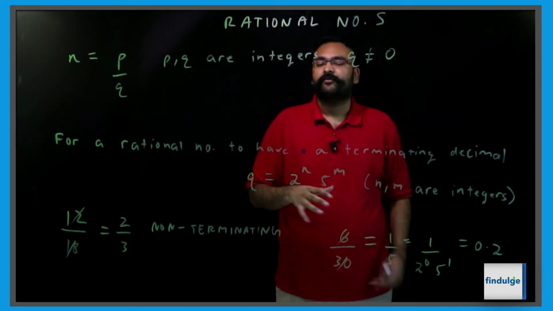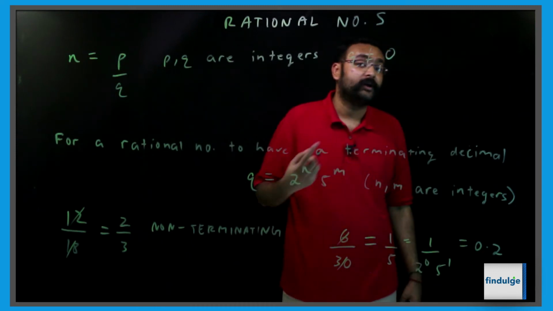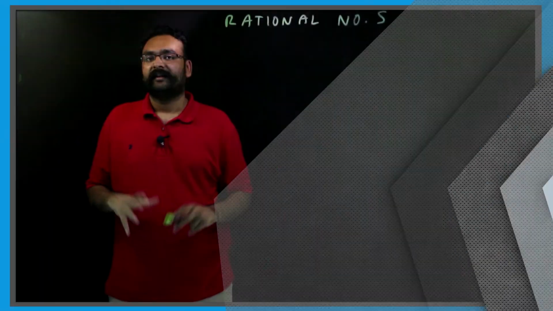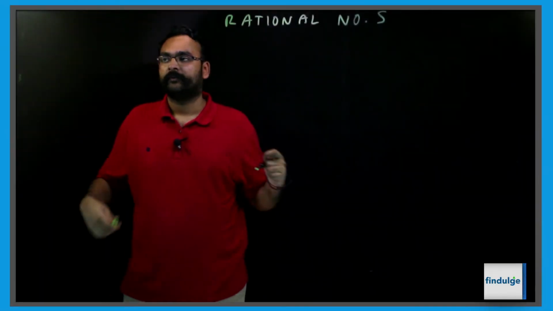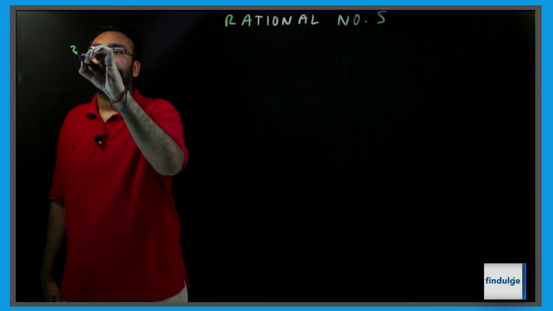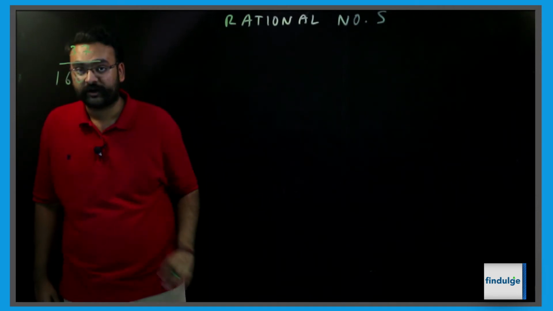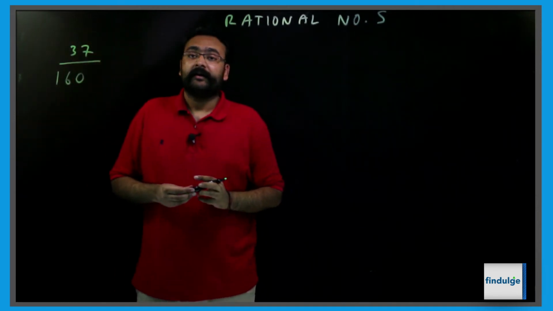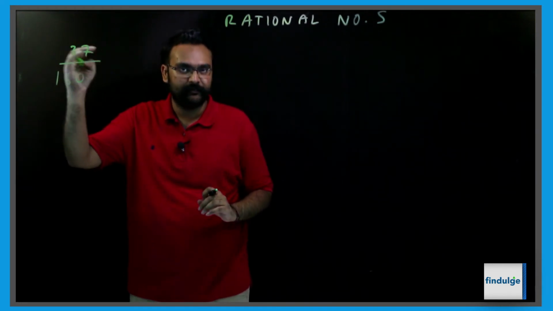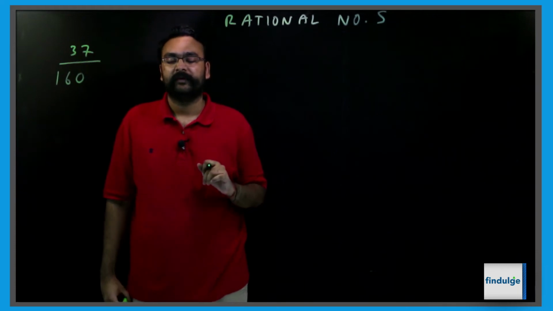Let's look at, for a very big denominator of 2's and 5's, what is the approach to finding the decimal value. Let's assume we have a scenario where we have to find the decimal expansion of 37 divided by 160. Now, first of all, 37 is a prime number. I chose it deliberately for this reason. So this will not simplify any further.